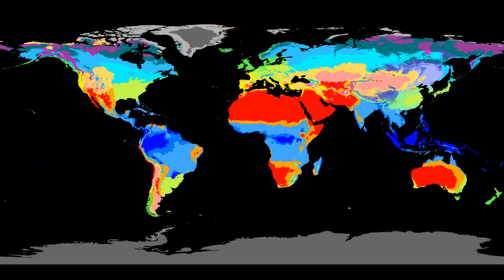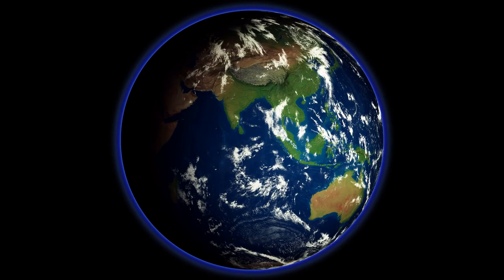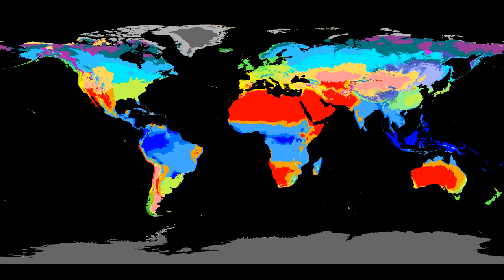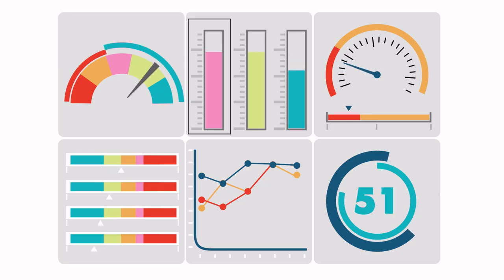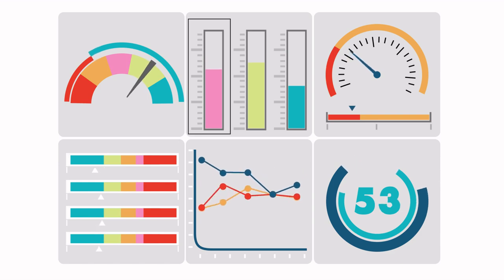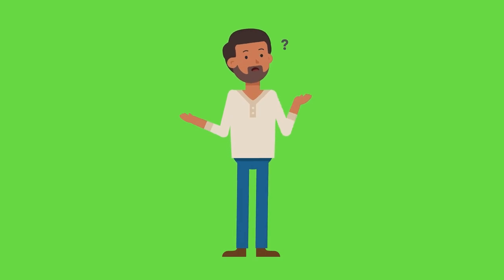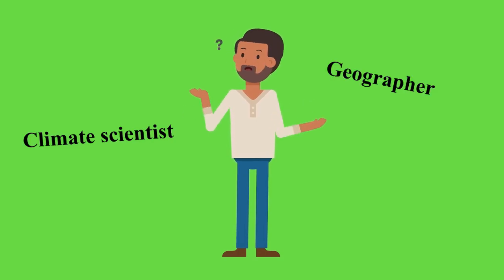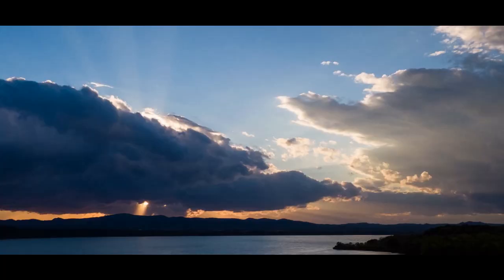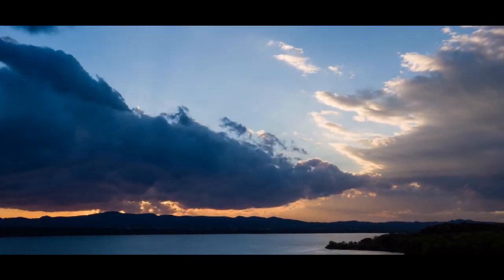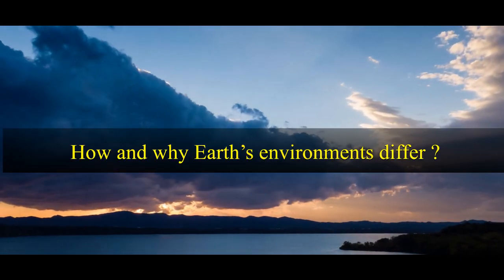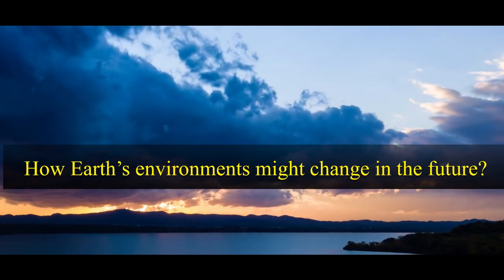Despite these challenges, it remains a valuable framework for classifying and understanding climate at the global scale. In conclusion, the Köppen climate classification system is more than just a map of climate zones. It is a powerful tool that helps us understand the interplay between atmosphere, ecology, and geography. Whether you're a climate scientist, a geographer, or a curious learner, Köppen's system provides a foundation for exploring how and why Earth's environments differ and how they might change in the future.